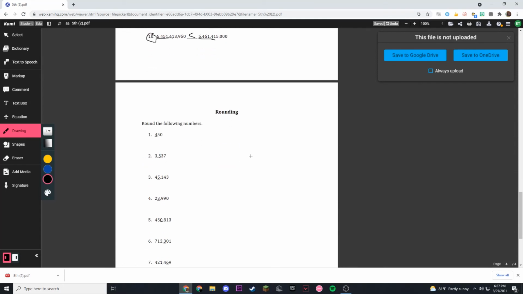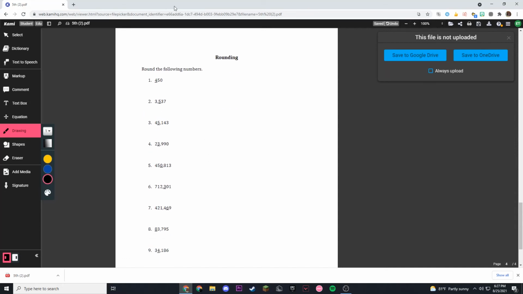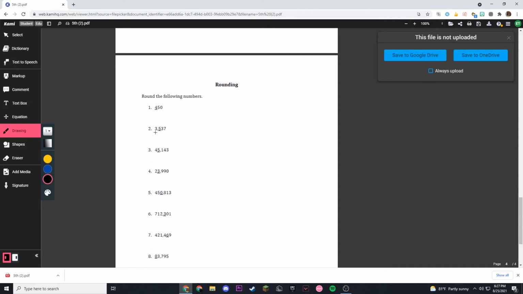Now we need to round the following numbers. When rounding the numbers, we look to the right of the underlined number. For example, in number 2, the underlined number is 5, so we're looking at the number 3. When rounding, if the number on the right is 1 to 4, we are rounding down, and if the number is 5 to 9, we are rounding up. So as you can see in number 2, the number on the right is 3, and 3 is between 1 and 4, which means we are rounding down.